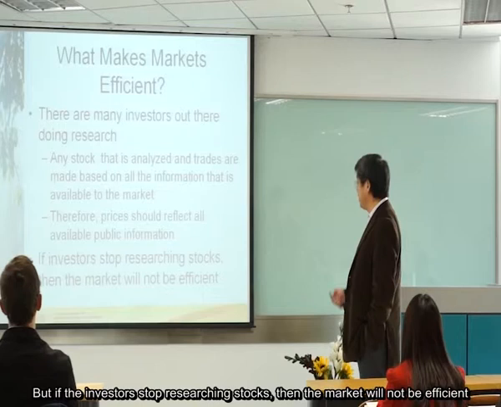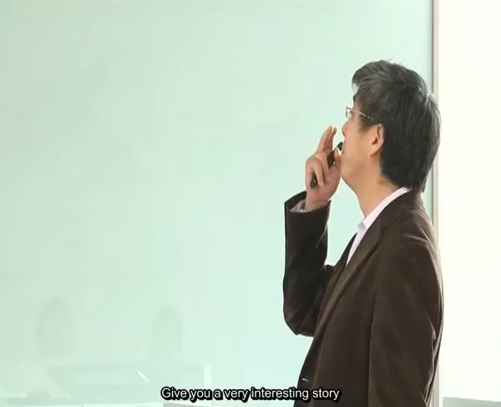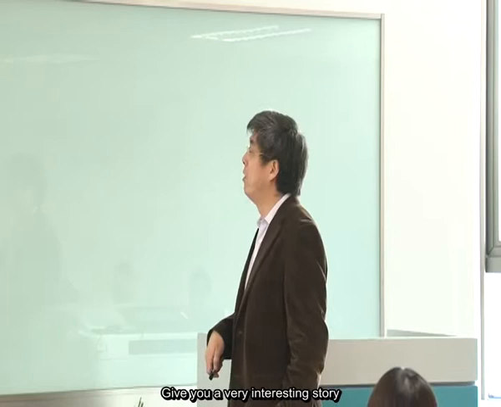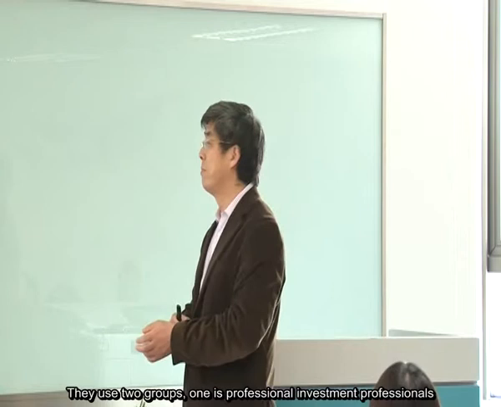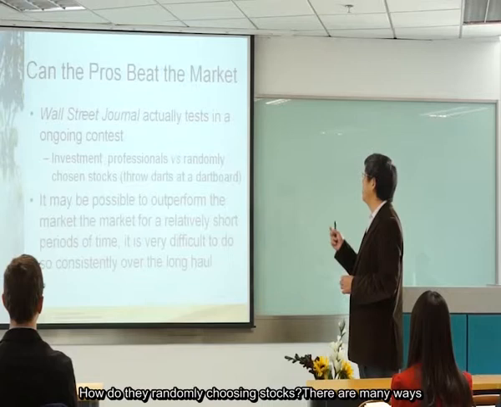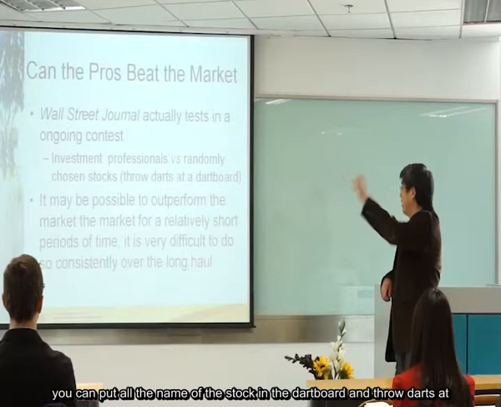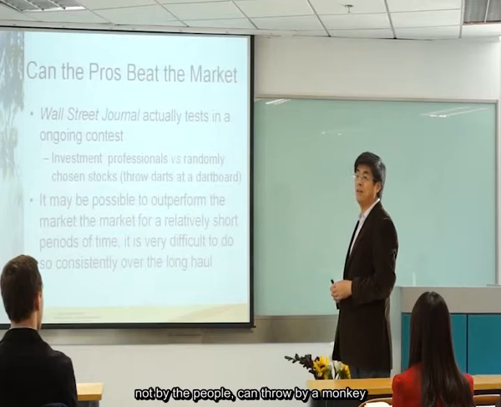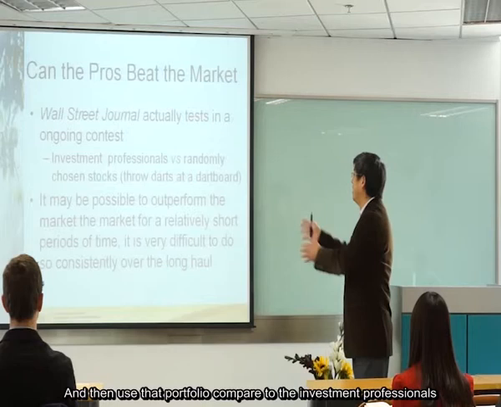But if investors stop researching stocks, then the market will not be efficient. Let me give you a very interesting story. The Wall Street Journal actually tested the efficient market hypothesis. They used two groups. One is investment professionals. The other group is randomly chosen stocks. How do they randomly choose the stocks? There are many ways. You can throw darts at a dartboard with all the stock names on it. Not even by people, you can have a monkey throw the darts, and you take the result. Then you compare that portfolio to the investment professionals.